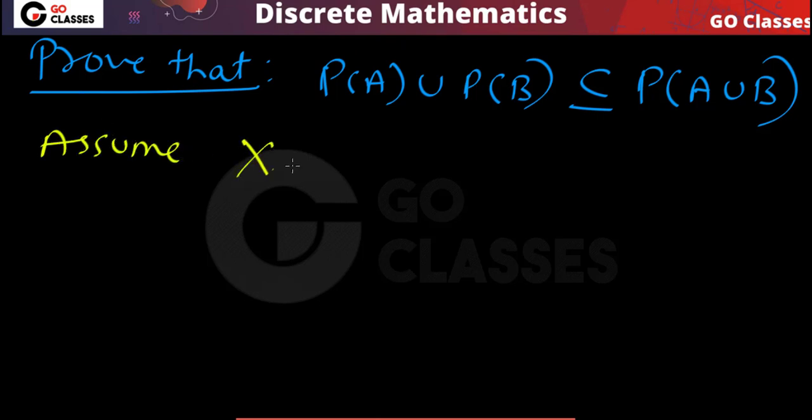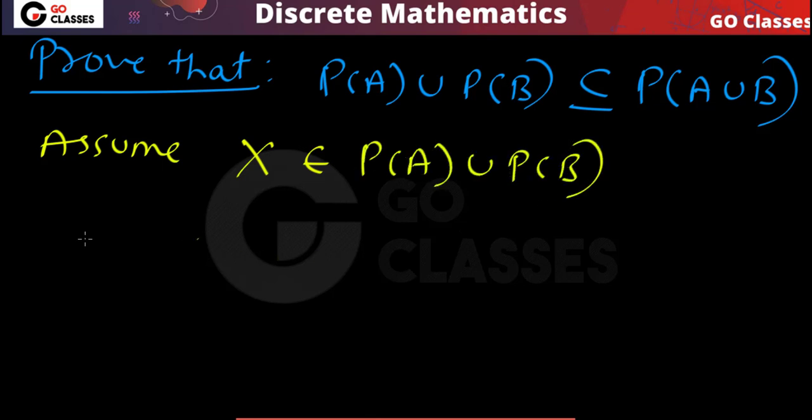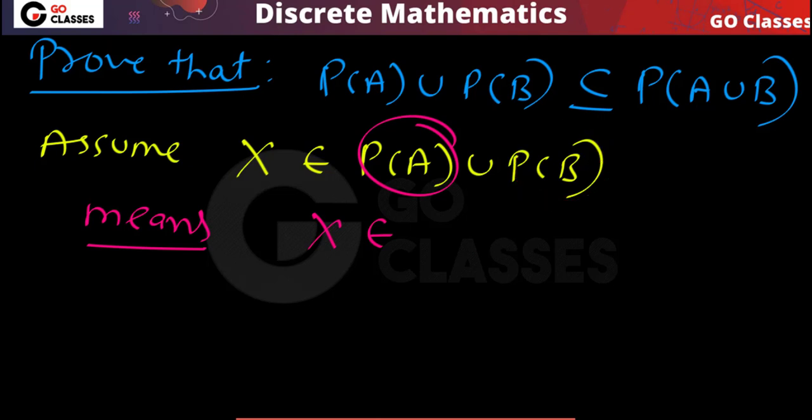Let's assume that some element X belongs to the power set of A union the power set of B. What this means, remember there is a symmetry here because this is a union. So X belongs to P(A) union P(B), which simply means that X belongs to at least one of them, either this or both of them. Because there is a complete symmetry, you can assume whether X belongs here or here.